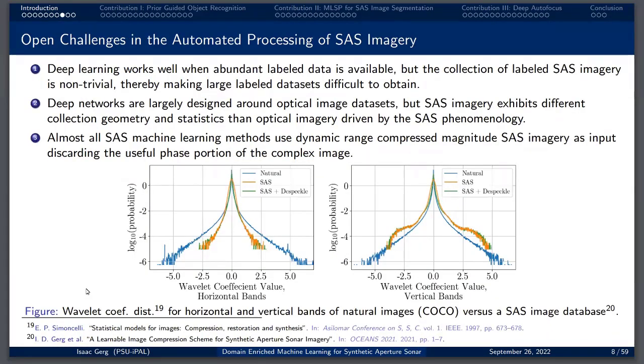So there are some open challenges with the automated processing of this data. The first is deep learning. A lot of folks have used deep learning in the last decade. It's been really good for improving a lot of classification benchmarks. The downside is that it generally requires a lot of labeled data, in terms of millions of samples. And this is something that for SAS is difficult to collect.